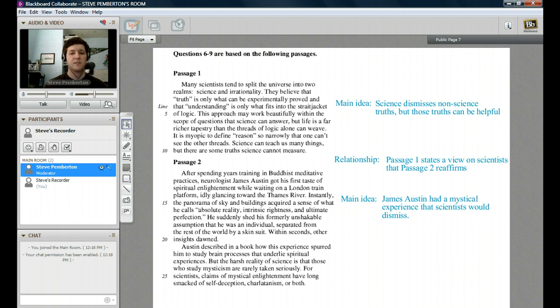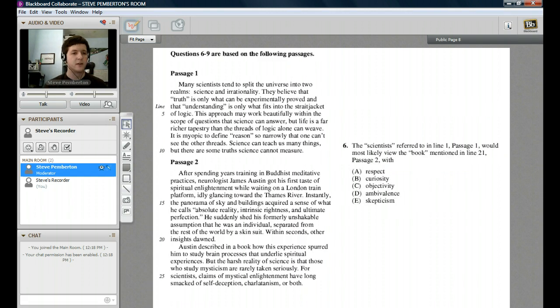So what we could say is passage 1 states a view on scientists that passage 2 reaffirms. They basically agree with one another. That's the relationship. Yeah, they talk about slightly different details, but in general, the relationship is an agreement relationship. Now you're ready for the questions. So let's go into the questions, give them a look, and do them as we standardly would on any of the other passages. So we ignore the answer choices at first and try to predict our own answer here.